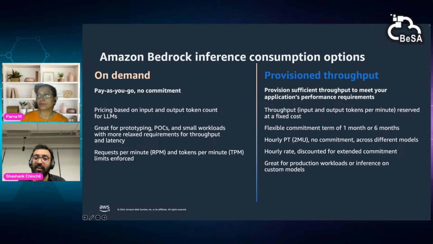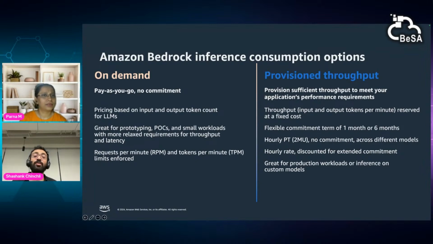Now, if I talk about inference, Parna, to respond to your question, you can go for on demand for the workloads which are unpredictable in nature. That is on the left hand side. If it is an unpredictable one, variable workloads, better to go for on demand. And if you know I'm going to have a consistent high volume workload, at that time you go for provision throughput.